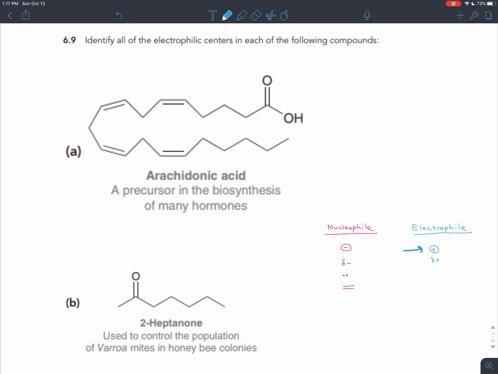So let's start with arachidonic acid. Arachidonic acid is a precursor used to make a lot of hormones, especially prostaglandins. And there are lots of different types of prostaglandins. But one thing the prostaglandins are famous for is they cause inflammation. So pain, heat, redness, swelling.